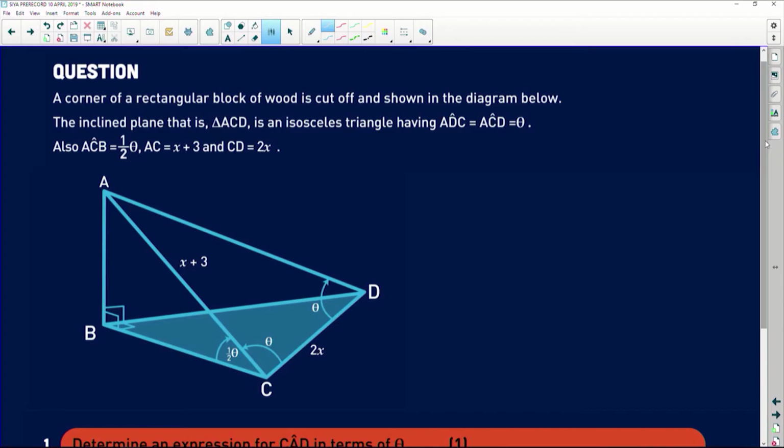So the question reads: a corner of a rectangular block of wood is cut off and shown in the diagram below. The inclined plane that is triangle ACD is an isosceles triangle having angle ADC and ACD being equal to each other and equal to theta. So the important thing there is that it's an isosceles. That makes this to be equal to x plus 3. Now also angle ACB is equal to a half theta. AC is equal to x plus 3 and CD is equal to 2x, which we've already used.